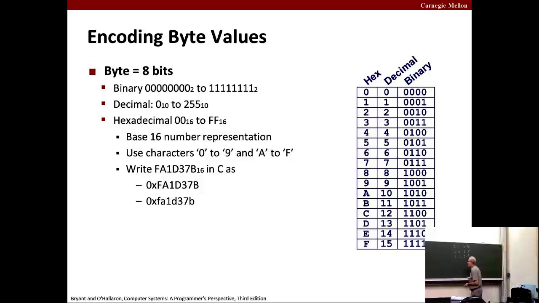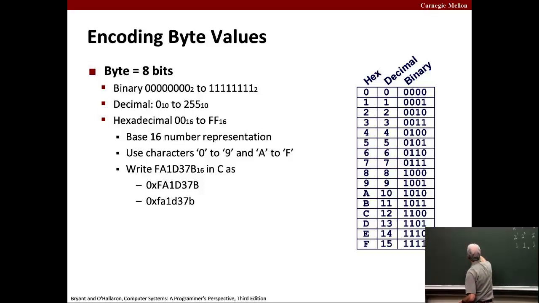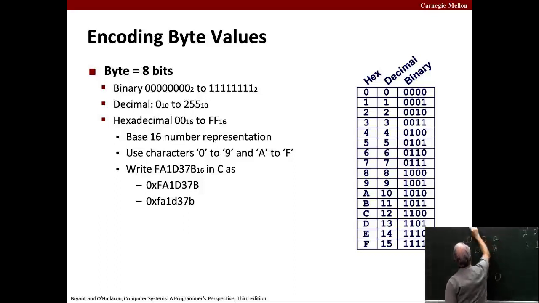The way I do it, just to tell you, is I've got the values from 0 to 9 wired down pretty well. And then I keep track of a few special cases. 1010 is A. 1100 is C.